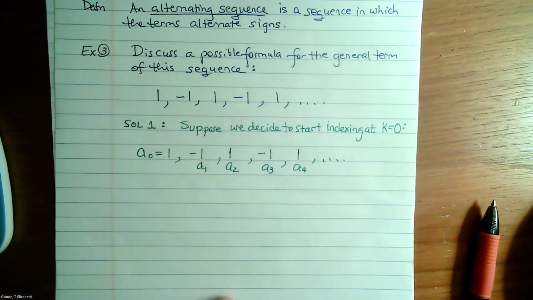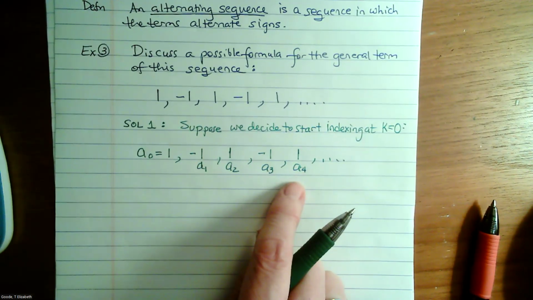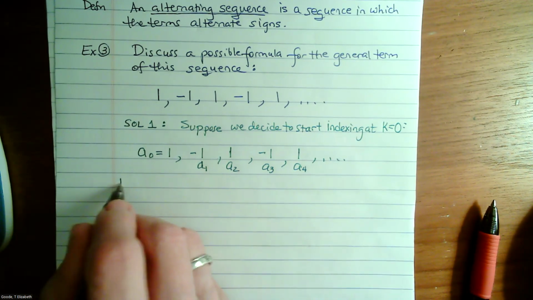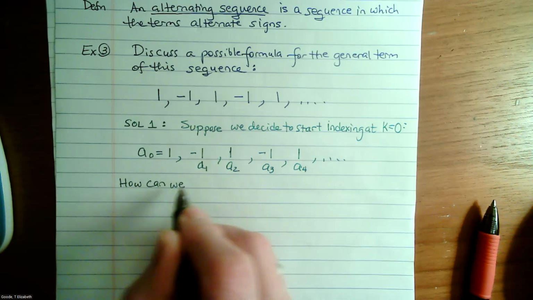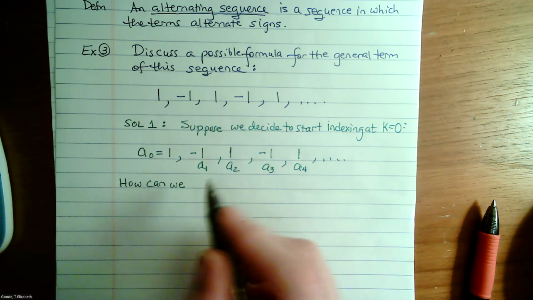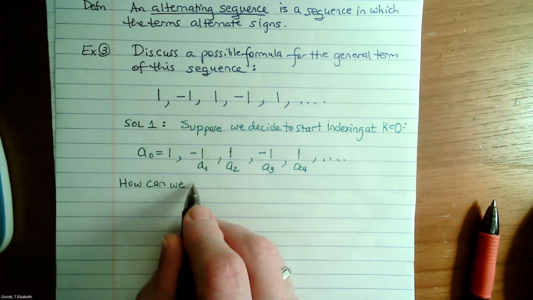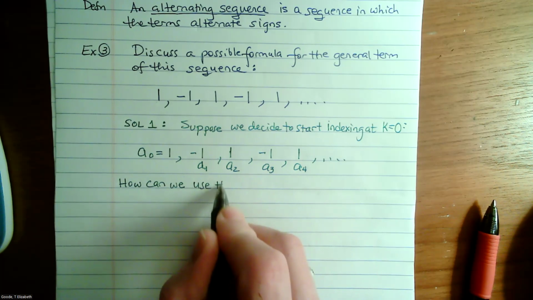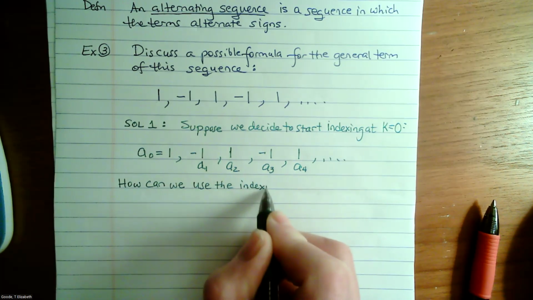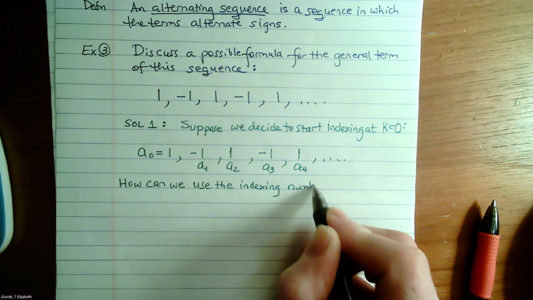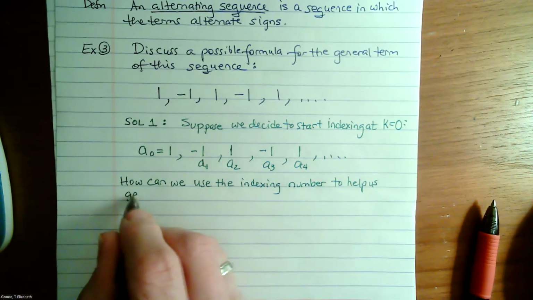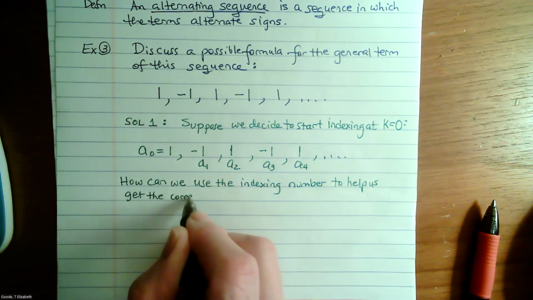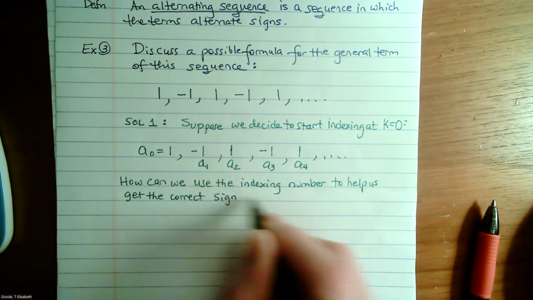How can we use the indexing number to help us get the correct sign for each term? That's the question we want to be asking, because we need to connect the indexing number to the formula for the term. So how can we use the indexing number to help us get the correct sign for each term?